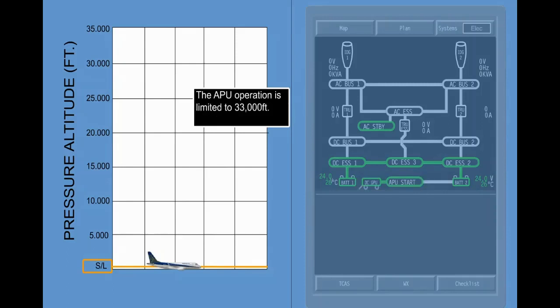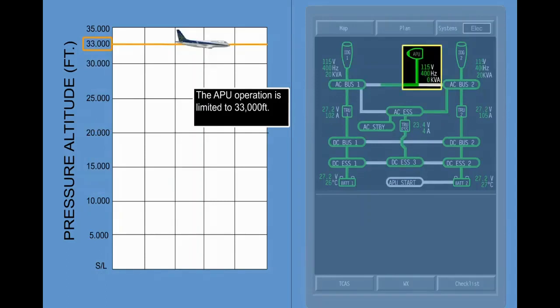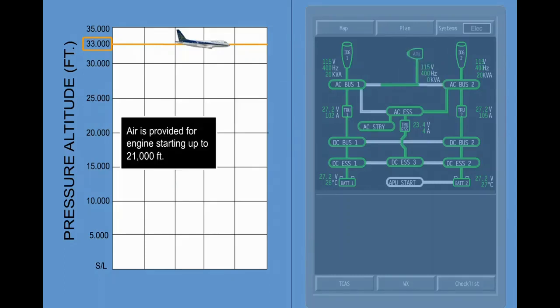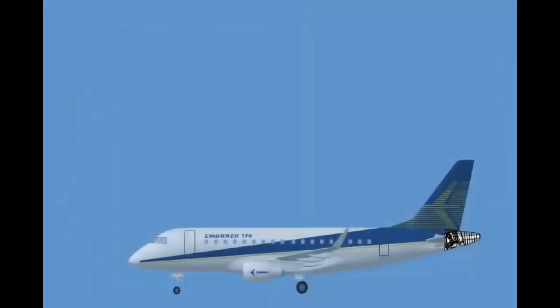power unit. Ang auxiliary power unit operation kay limited lang to 33,000 feet and alternating current electrical power can be supplied up to this altitude. Auxiliary power unit bleed air is provided for the engine starting system up to 21,000 feet and for air conditioning purposes up to 15,000 feet.